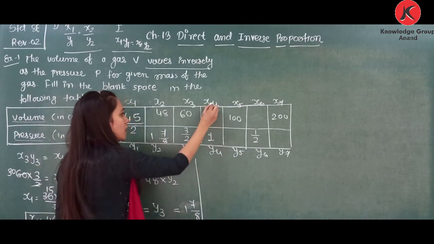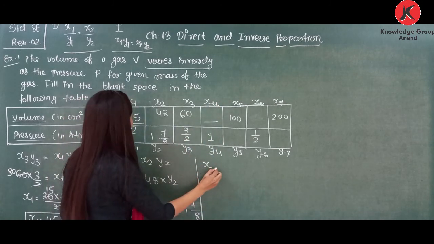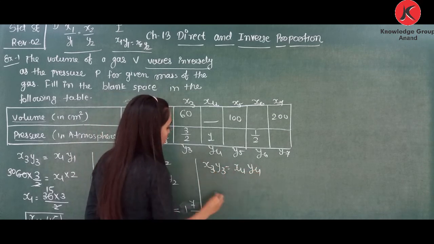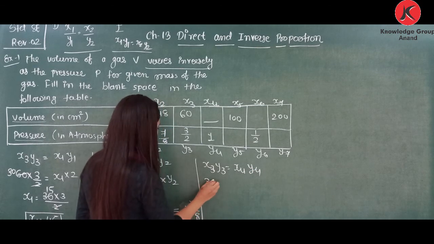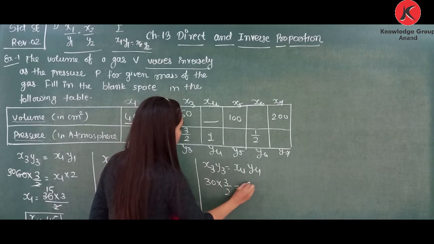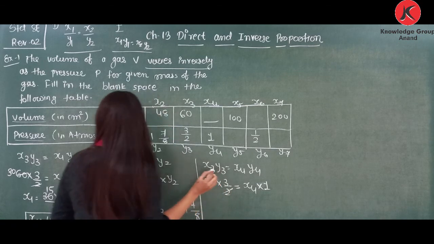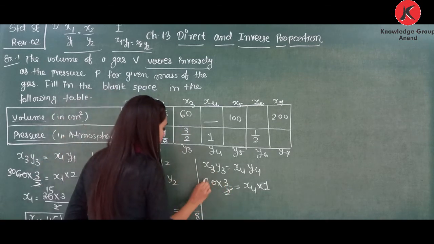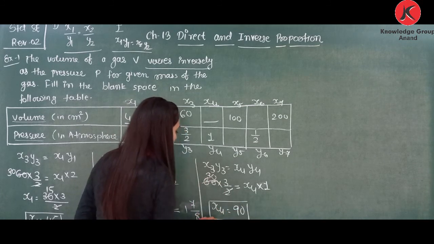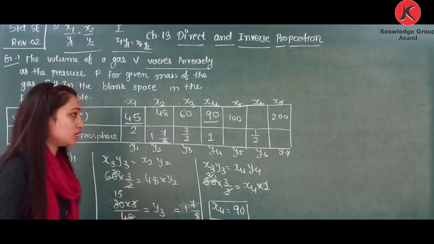Next one, x4 we need to find, y4 is given. So again we can write x3 y3 is equal to x4 y4. So now x3 is 30, y3 is 3 by 2, x4 is not given, y4 is 1. So here this is 60. So x4 is 90 when y4 is 1. So here we get 90. Now this is 7 by 8.